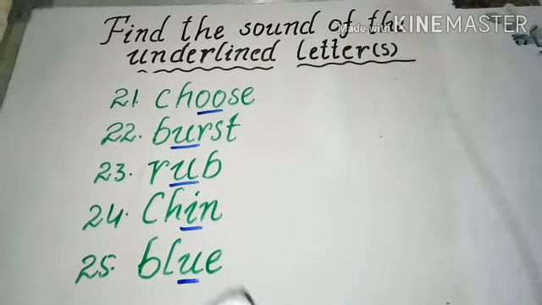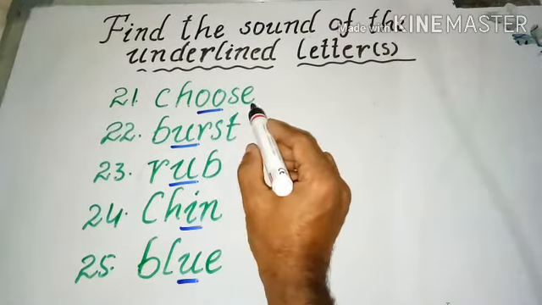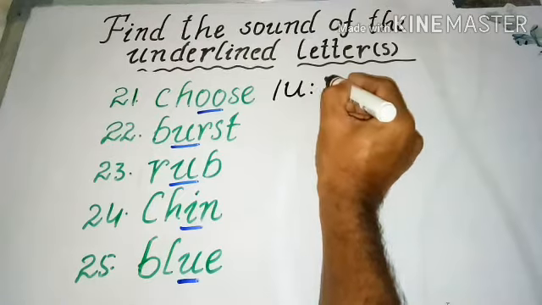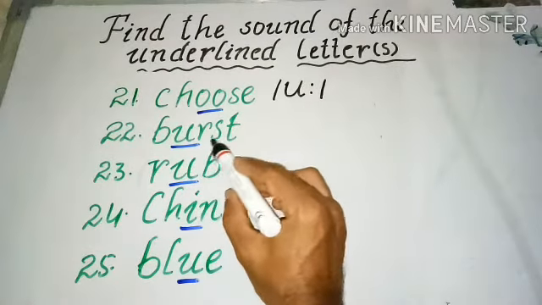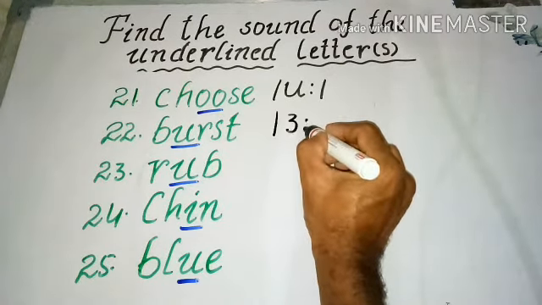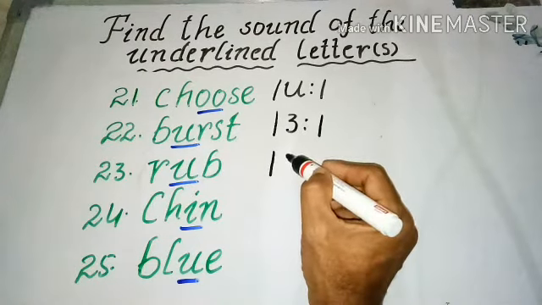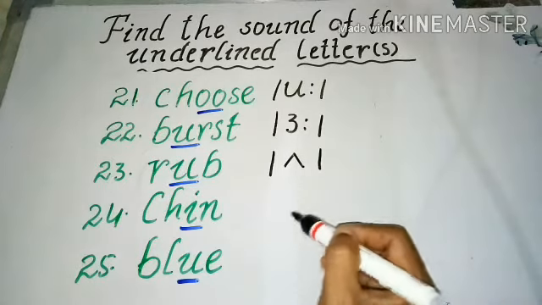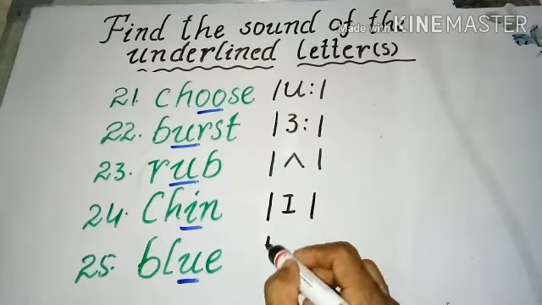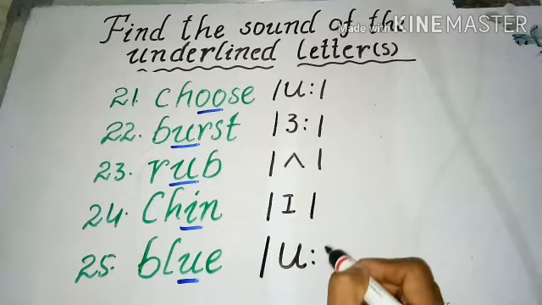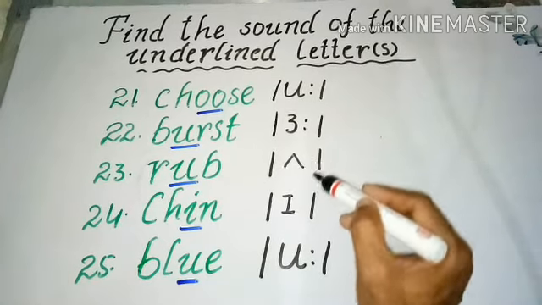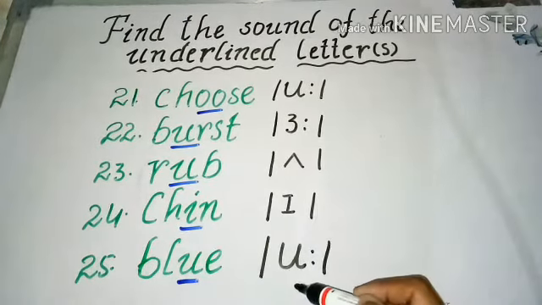Now see the sounds of these underlined letters. Choose, long U, choose. Burst, burst. Rub, rub, A sound. Chin, short I, chin. Blue, this is long U. Choose. Burst. Rub, A. Chin, I. Blue, U.